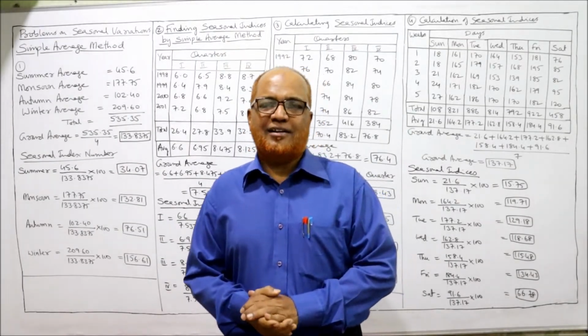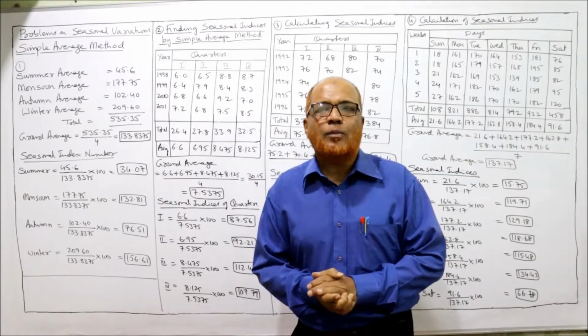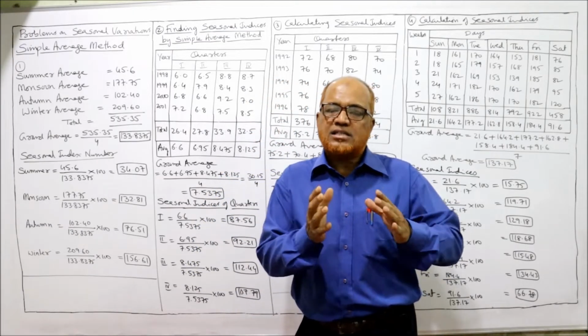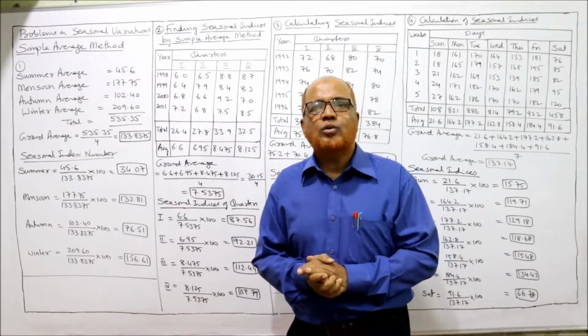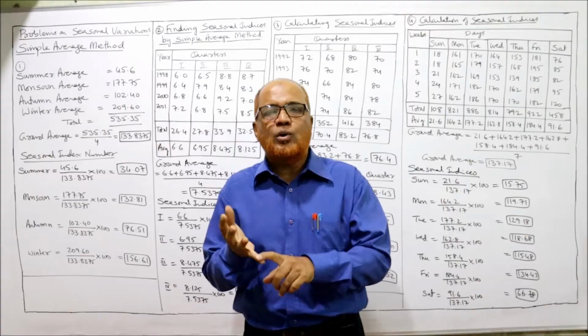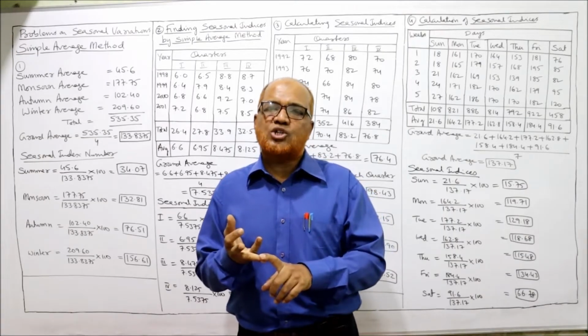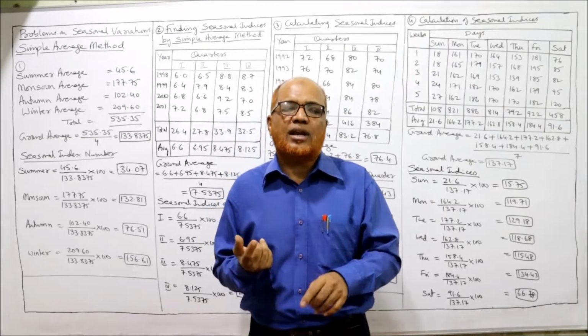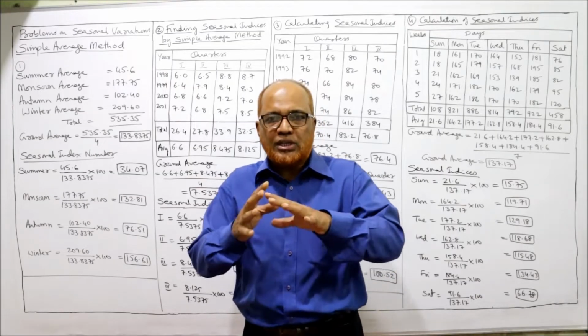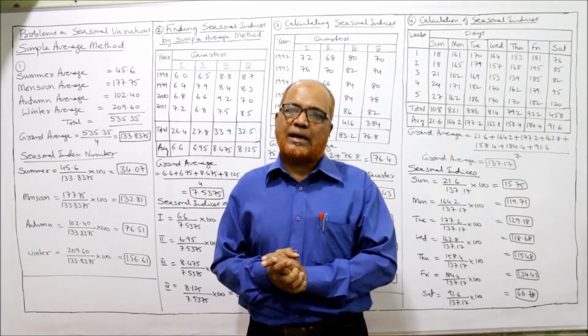I'm Hasham Ali Khan. In this video, I'm going to start the problems on seasonal variations. In the first video, I explained the components of time series. The components of time series are secular trend, seasonal variation, cyclical variation, and irregular or random variations. So these four are called the components of time series.